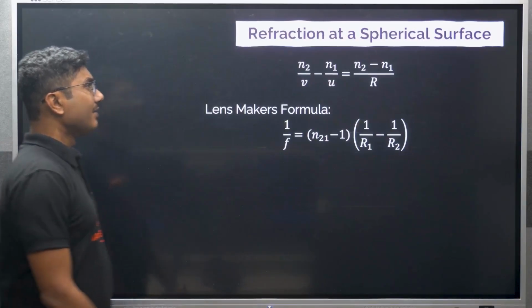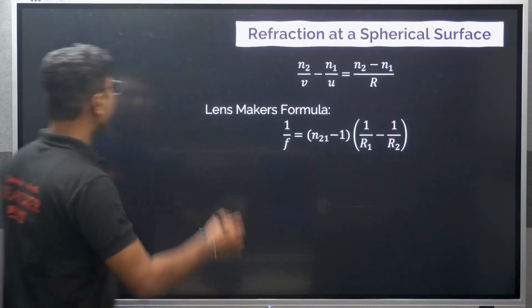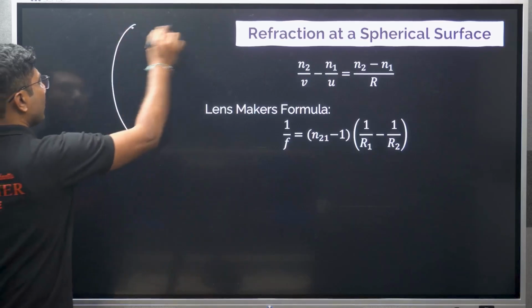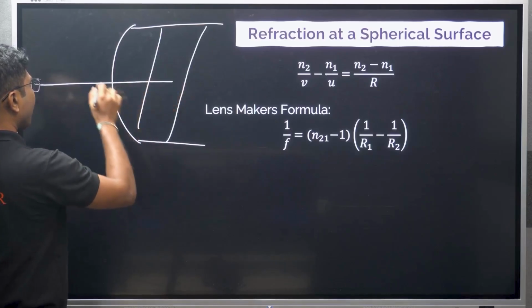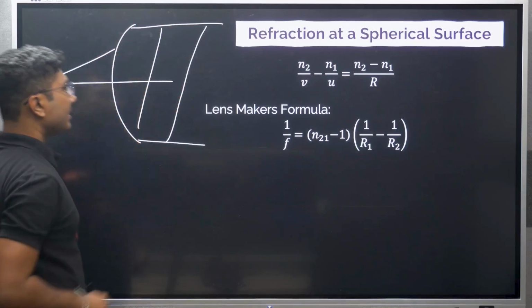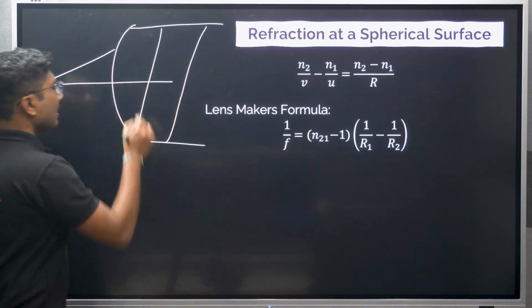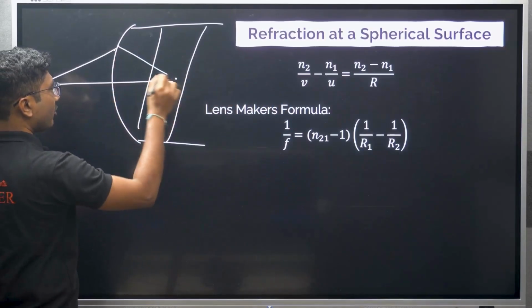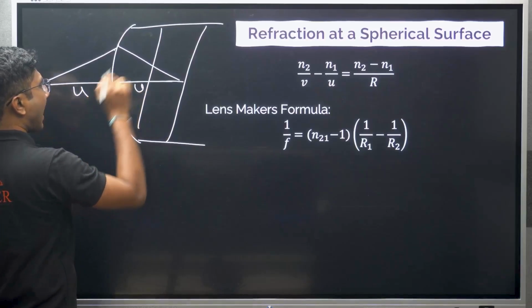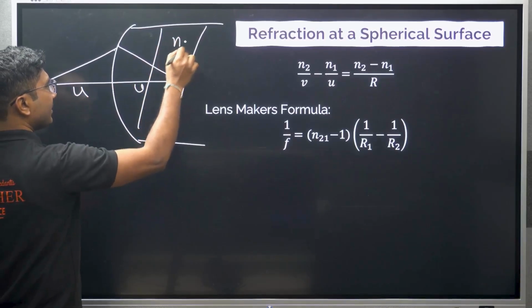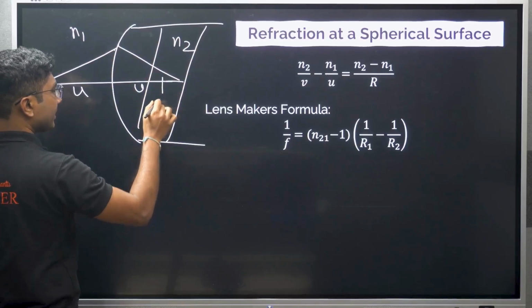Next is refraction at a spherical surface. Suppose this is a glass medium and light is traveling from air into it. What will happen? For that you have to remember that generally the image is formed in the second medium. So this is V, this is U, the refractive index of this medium is N2, the refractive index of this medium is N1, and the radius of curvature is R.